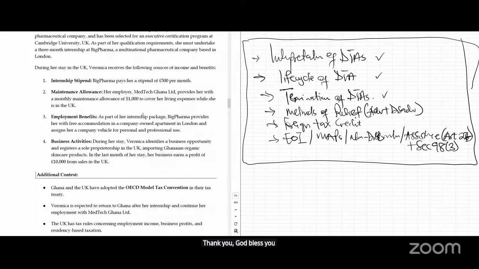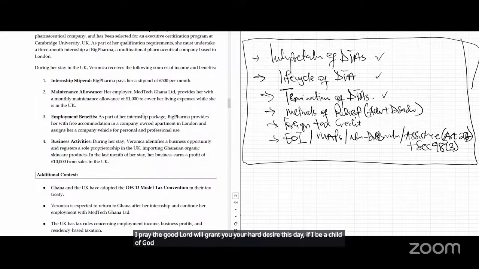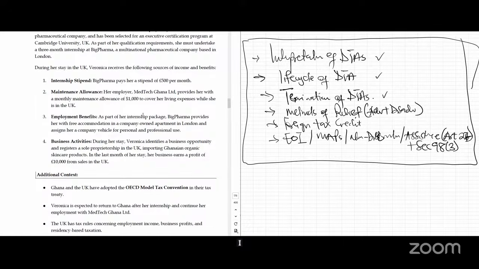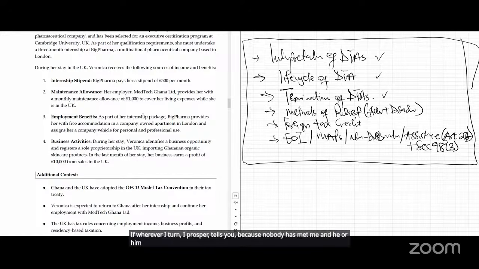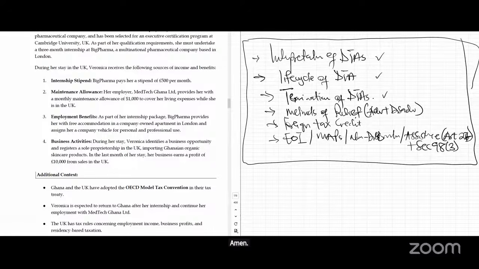I pray the good Lord will grant you your heart's desire this day. If I be a child of God, then this day I pray for a no-failure seal on you. May the angels go and guide you through. Wherever I turn, I prosper, because I'm a blessed child. This day I bless you in the name that is above all names. Go and pass in Jesus' name. Amen. God bless you. Good night.